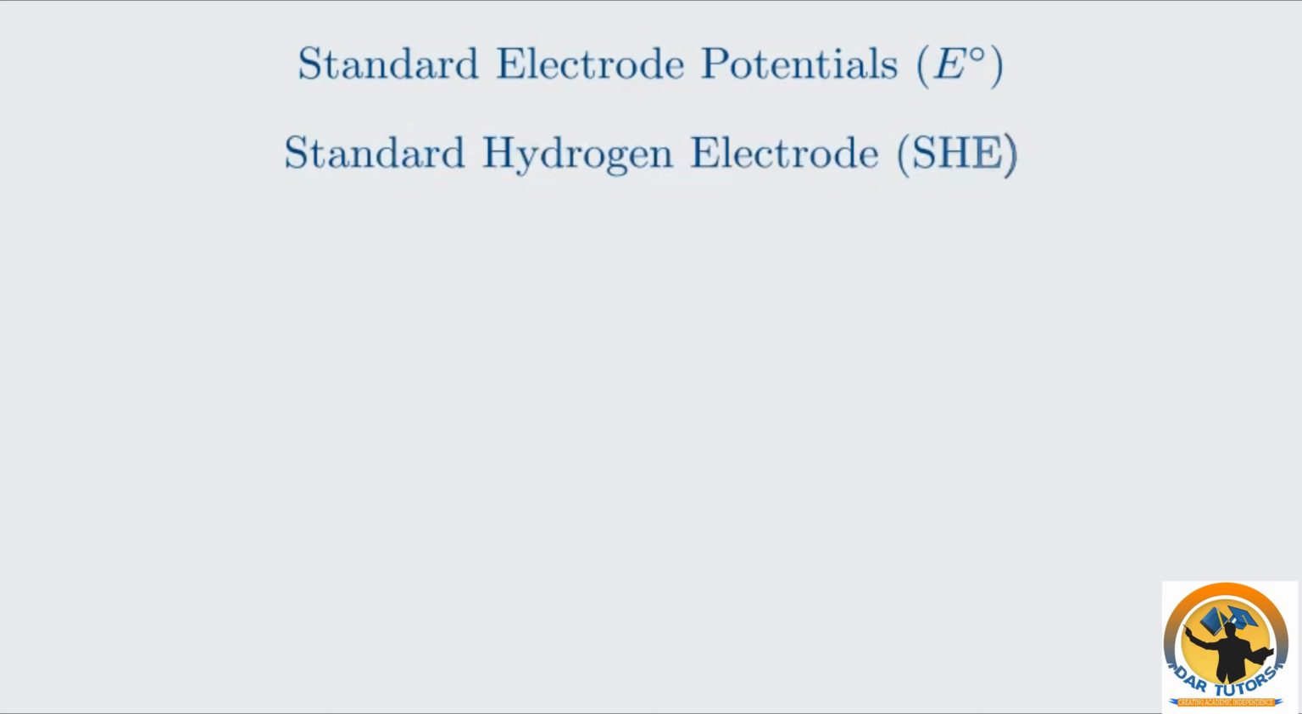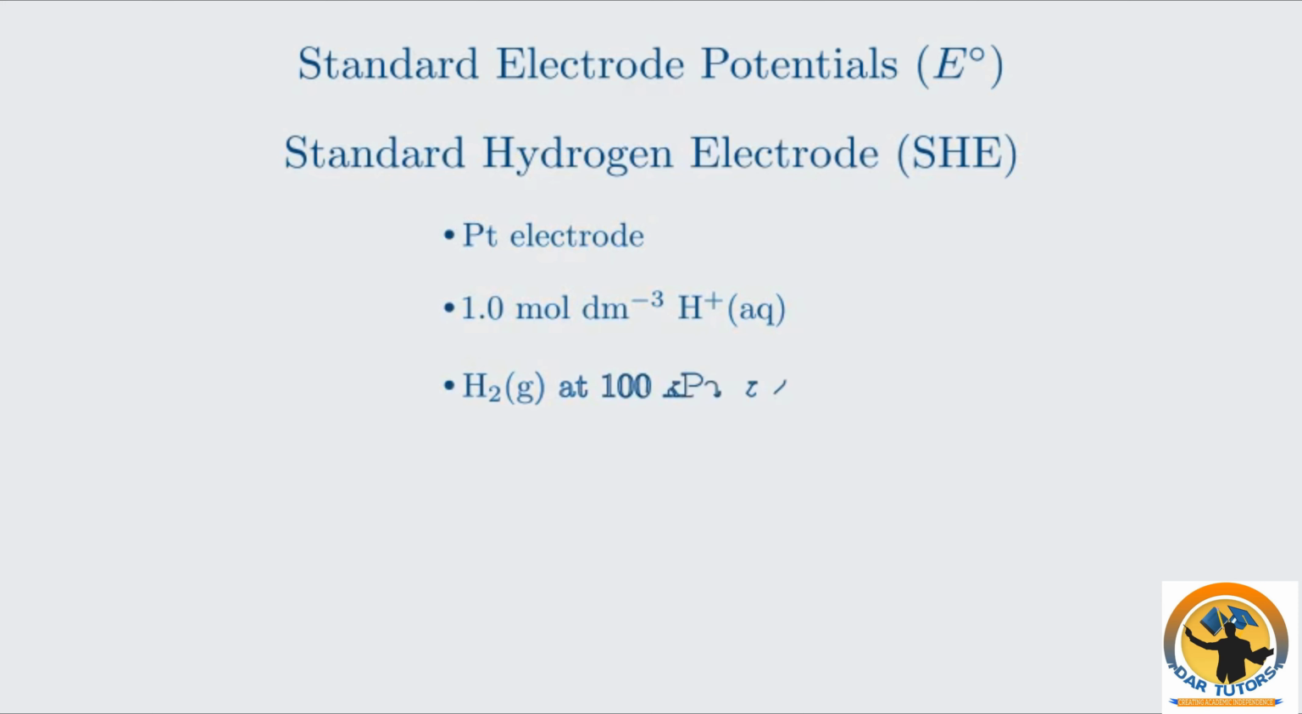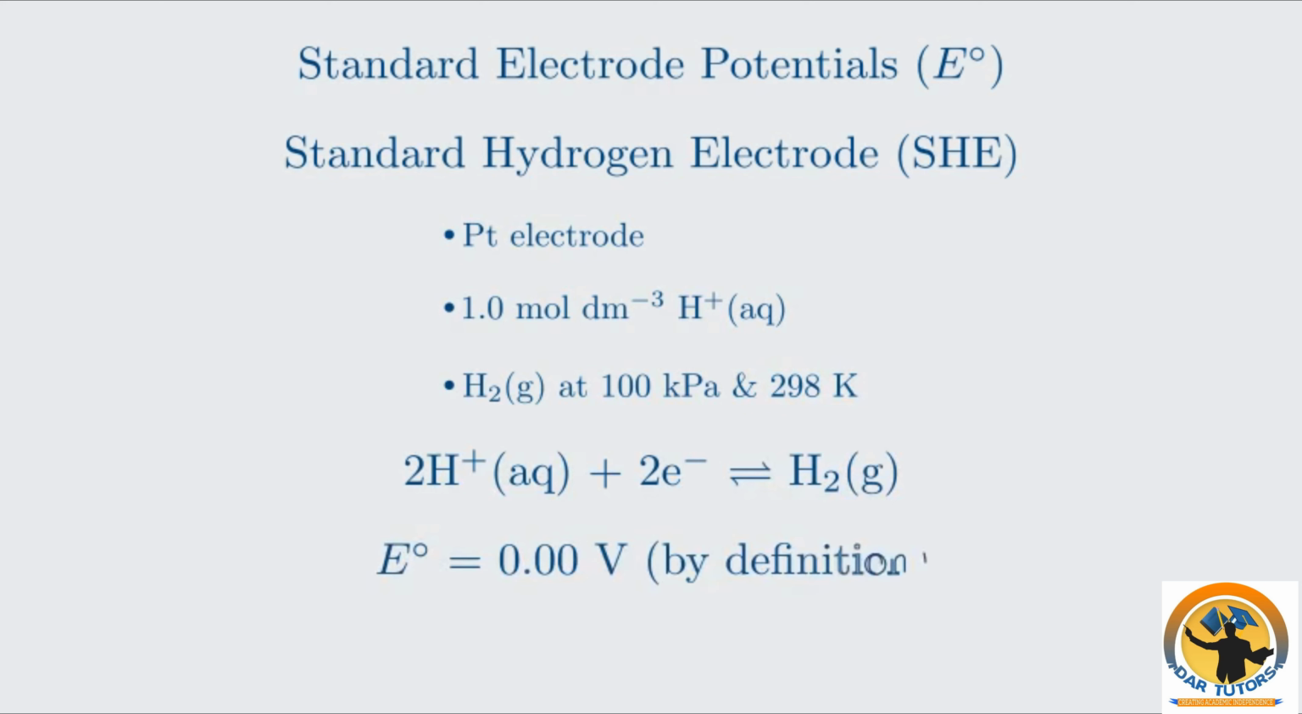The SHE is a platinized platinum electrode immersed in a 1.0 mol per cubic decimeter solution of hydrogen ions, over which hydrogen gas is bubbled at 100 kilopascals and 298 Kelvin. The electrode potential of this specific half cell is arbitrarily defined as exactly 0.0 volts. Every other half cell potential is measured relative to this standard. This allows us to create a table of standard reduction potentials.